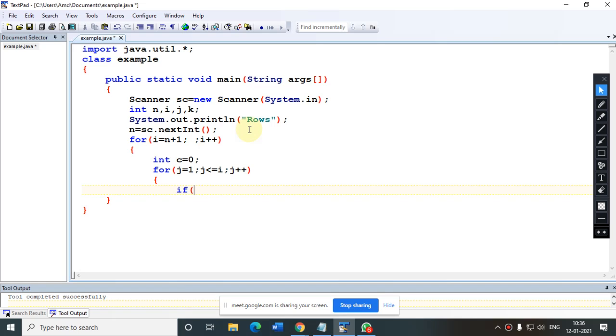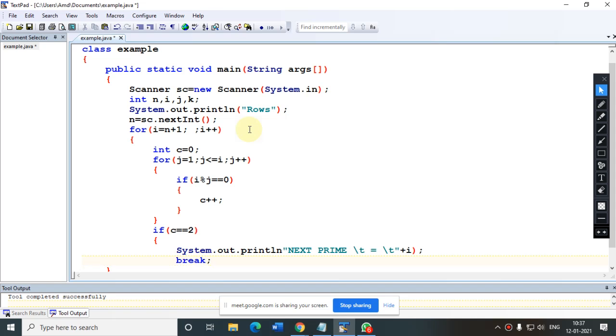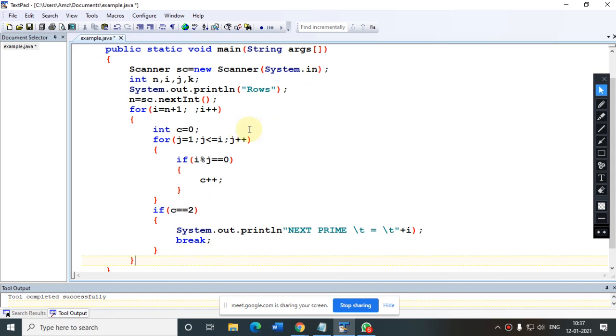Now everybody please look here. So now after that we are counting the factors of I. This is the basic logic. And if c equals to 2, then we are printing the next prime number, that is your I. After that, just use the break, and then the program is over.